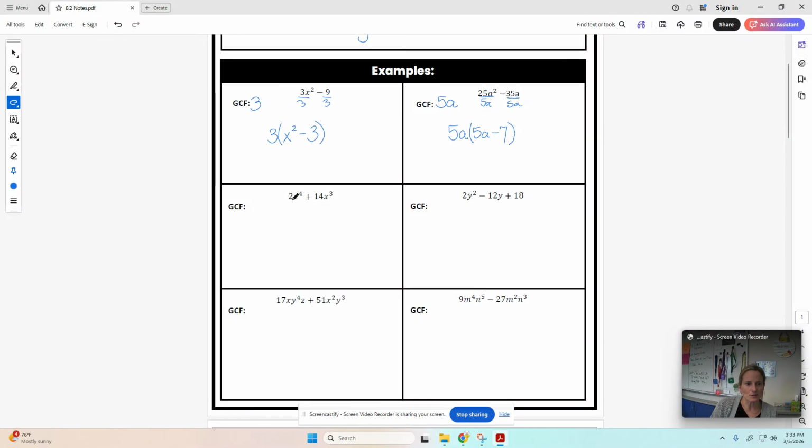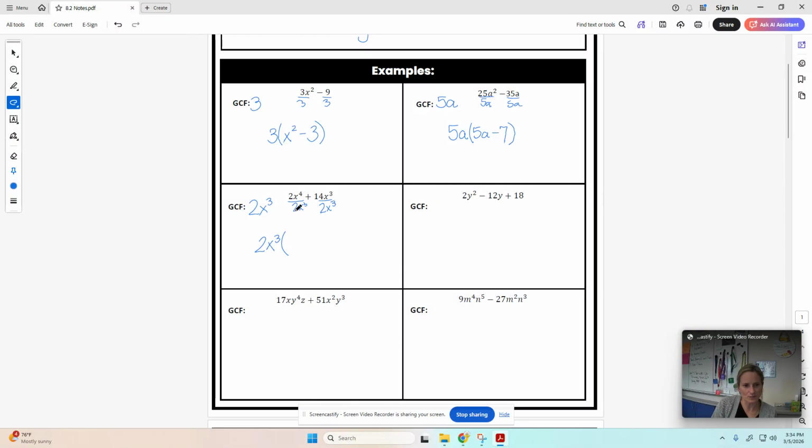In this example, the greatest common factor between 2 and 14 is 2. Both terms have an x, and the smallest exponent on the x is 3. So my greatest common factor has an exponent of 3. So that's what I'm going to be factoring out of each term. I'm going to be dividing each term by 2x cubed.